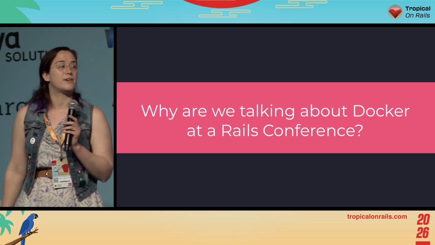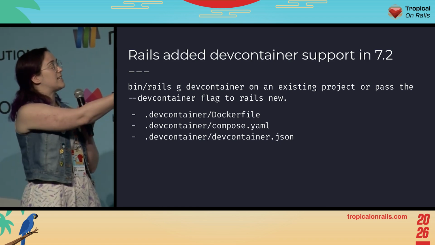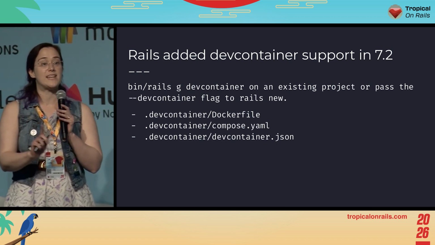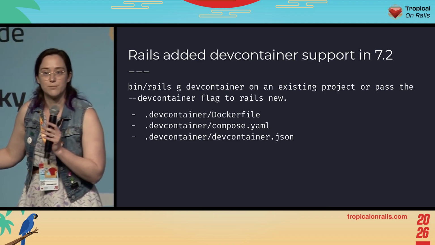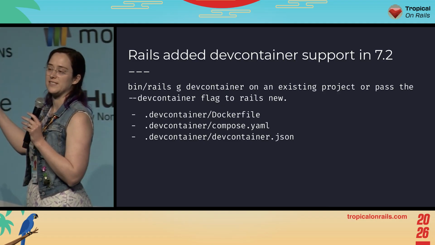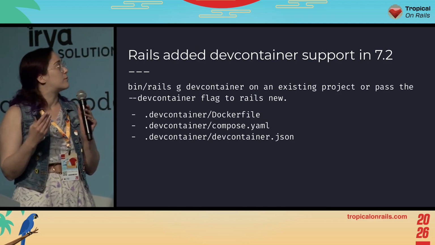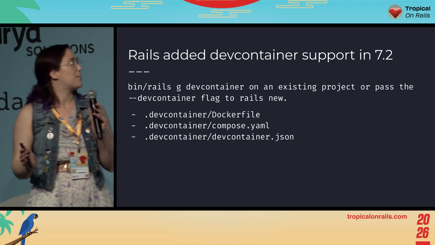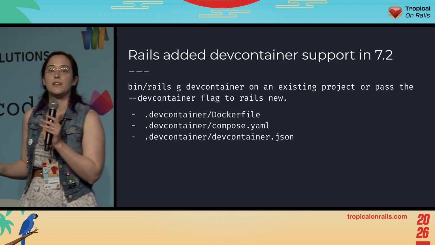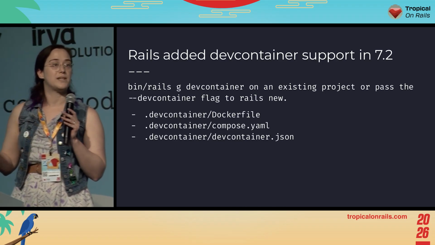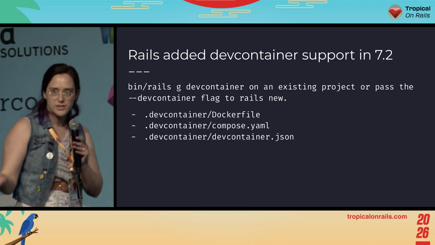And the reason is that Rails introduced Devcontainer support in 7.2, which means that now you can run bin/rails g devcontainer on an existing project, or you can pass the devcontainer flag when you are creating a new Rails app, and it will create these 3 files. These 3 files, when correctly configured, are all you need to work with Devcontainers in your Rails project.